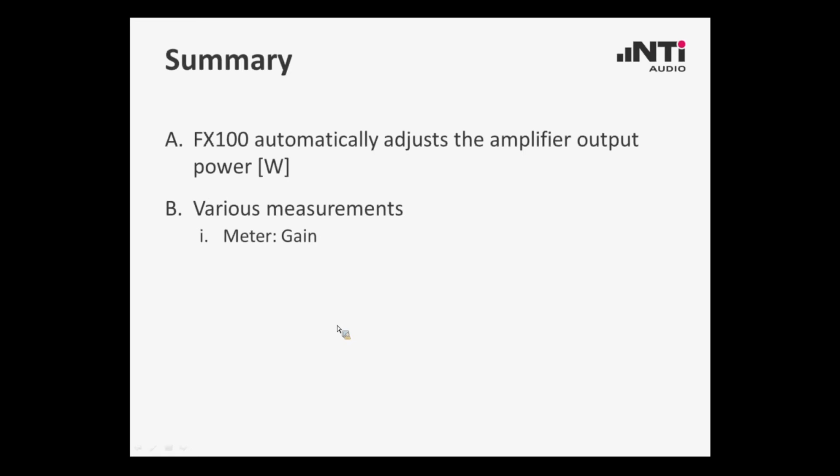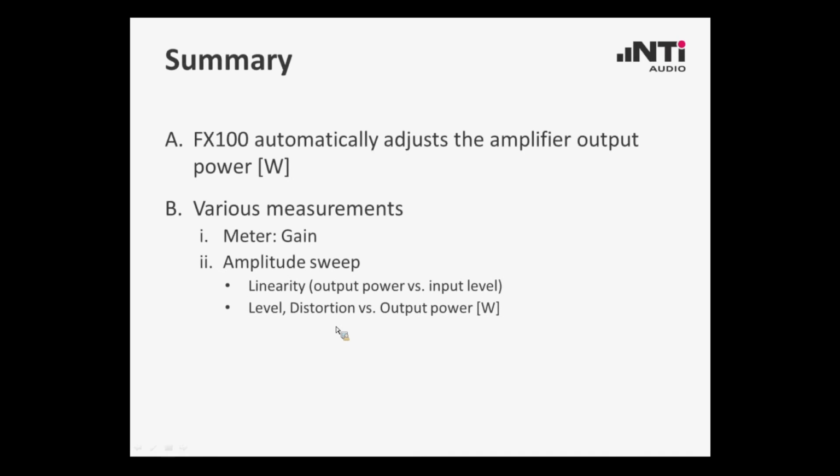First of all, the gain measurement of my amplifier in the meter mode. Then in the step sweep mode, we executed an amplitude sweep to determine the linearity of the amplifier, the output power versus the input level. And we also measured the distortion versus the output power. Then we executed a glide sweep level frequency response measurement expressed in watt, and the same for the distortion, so the dissipated distortion power versus frequency.